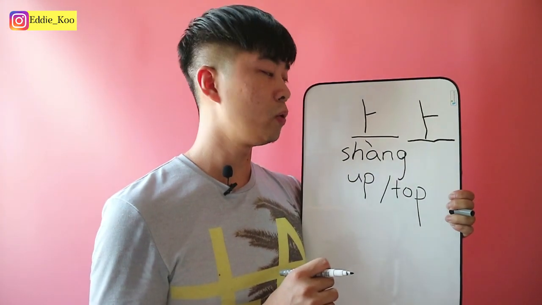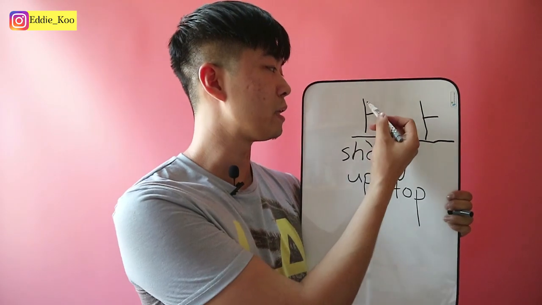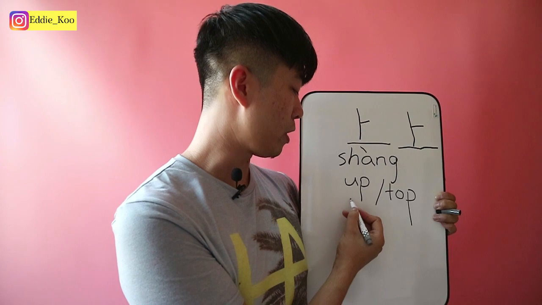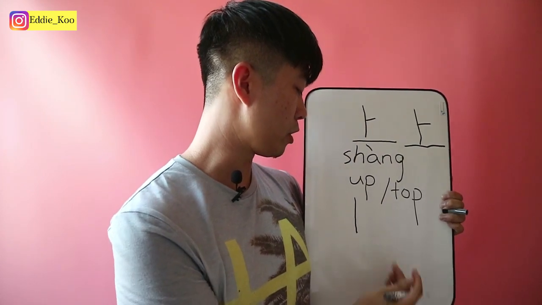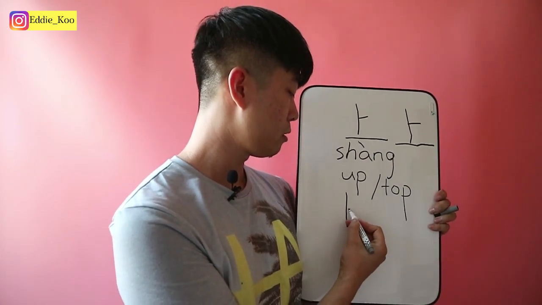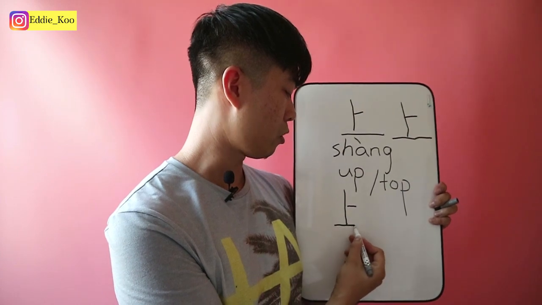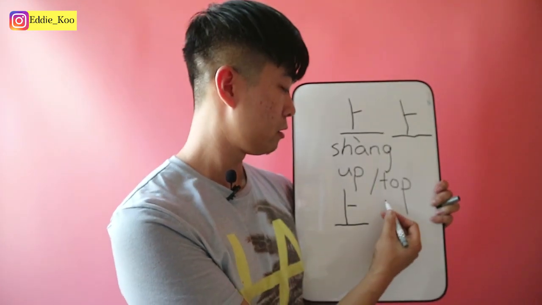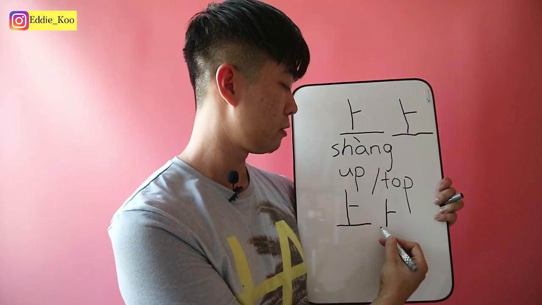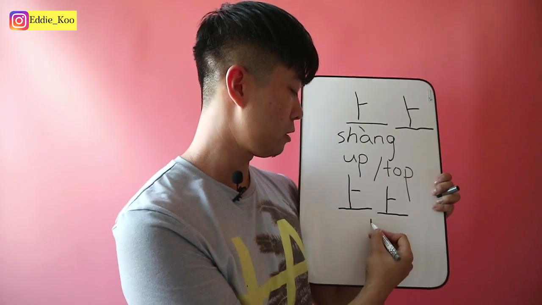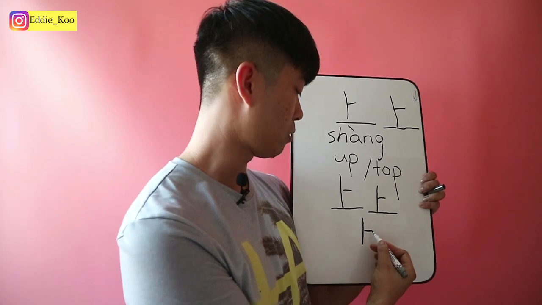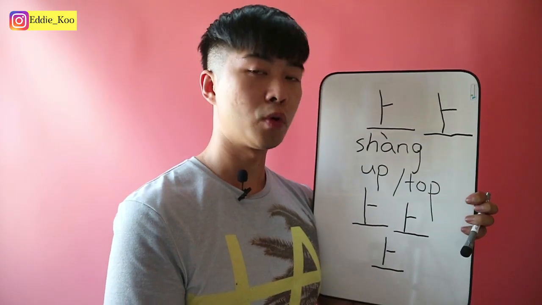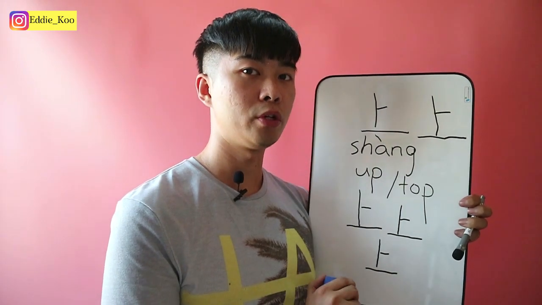上, this character only has 3 strokes. That's 1, 2, and 3. We start with the first vertical and then horizontal here, horizontal here. Let's try again. Vertical, horizontal, horizontal. 上, this word literally means up or top.